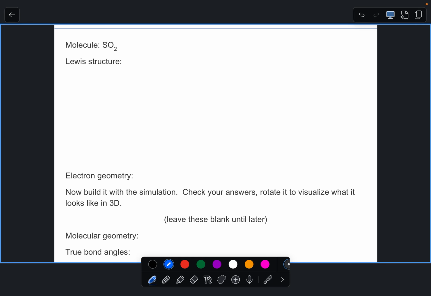So go ahead and do, again, you always have to have an accurate Lewis structure. You can't predict how many groups there are if you don't know exactly how many bonds, how many lone pairs, all of that. So go ahead and draw the Lewis structure for SO2, and then we can think about the shape.